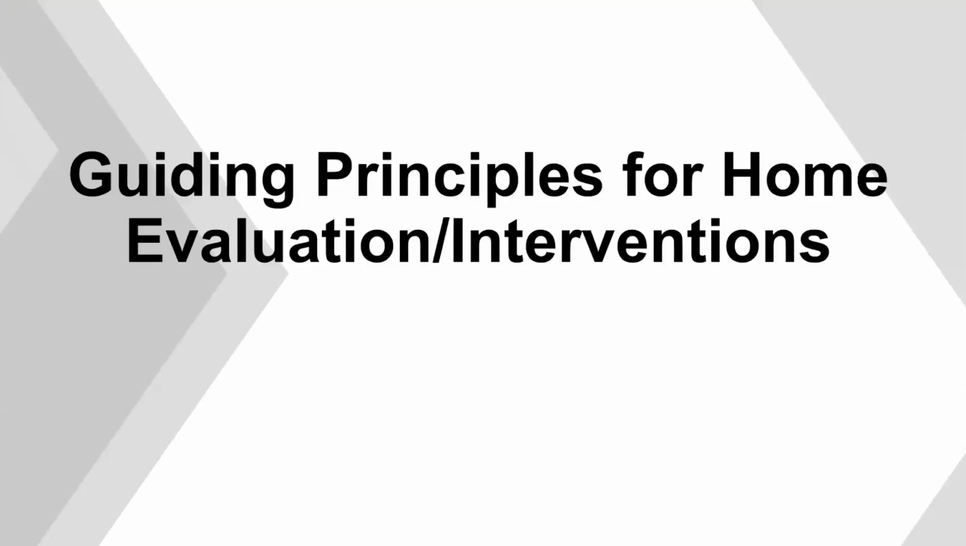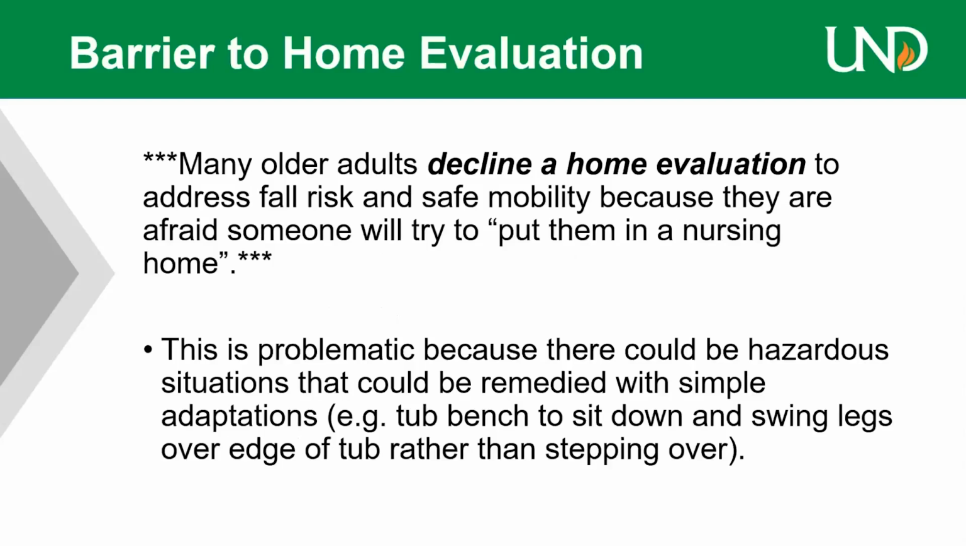There are a few guiding principles for the home evaluation. Many older adults will decline a home evaluation to address fall risk and safe mobility because they're afraid that people might try to put them in a nursing home. They don't know that that's illegal. You can't put them in a nursing home against their will, especially when they're cognitively impaired, but they don't know that.